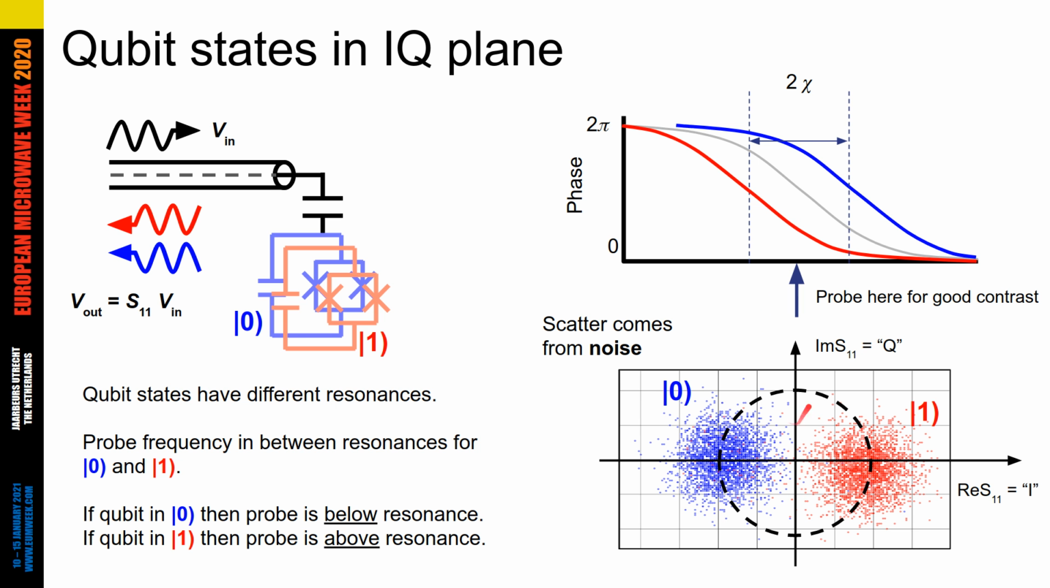We could also view this in the IQ plane. So here we have two clouds of points, blue for the qubit in the 0 state, one for the qubit in the 1 state. And you can see that they both sit on a circle, which makes sense because S11 lives on a circle when you're doing a reflection measurement, but they have a different phase for the reasons we just discussed. Now you can also see that these clouds have a big scatter. The scatter comes from noise, so let's talk about that.